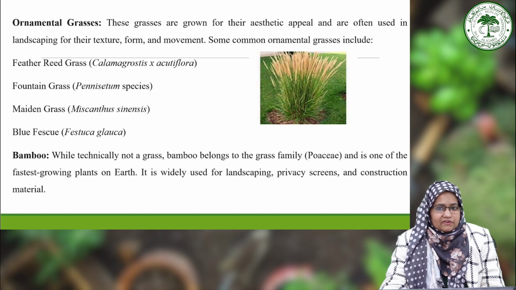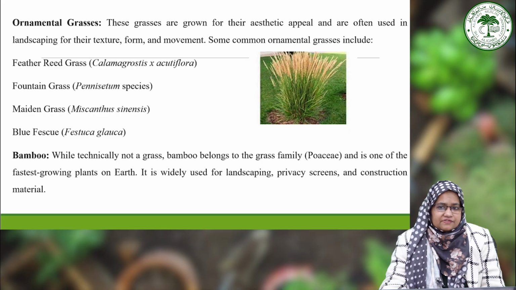The next one is fountain grass. The many species of Pennisetum are known as fountain grass for their arcing, fountain-like flower heads that sway gracefully in the breeze. They come in various sizes and colors, adding a soft, airy texture to garden beds and borders. Then the next one is maiden grass. Maiden grass is prized for its tall, graceful plumes and arching foliage. It offers a dramatic vertical element to landscapes and is often used as a focal point or backdrop in gardens.